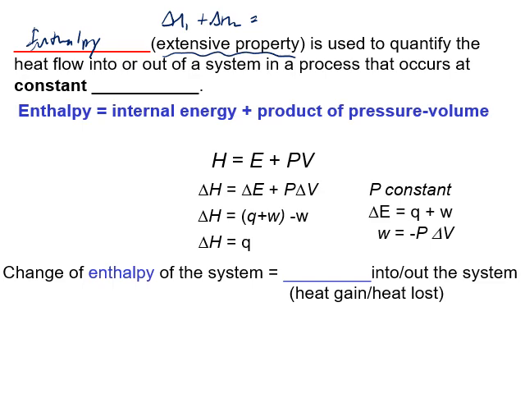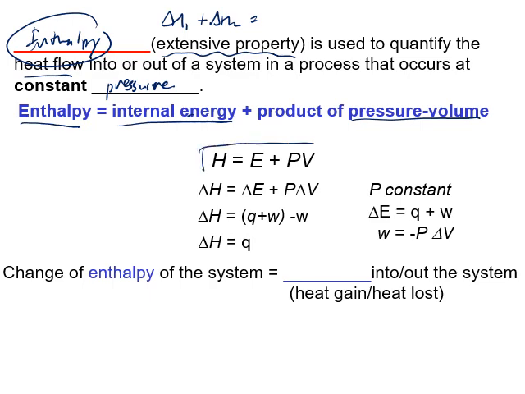Enthalpy is used to quantify the heat flow into or out of the system in a process that occurs at constant pressure. To put it in very layman terms, enthalpy basically means the heat flow, but this heat flow occurs at constant pressure. If you look at the definition again, enthalpy is equal to the sum of internal energy plus the product of pressure and volume. So you translate it into mathematical equations.